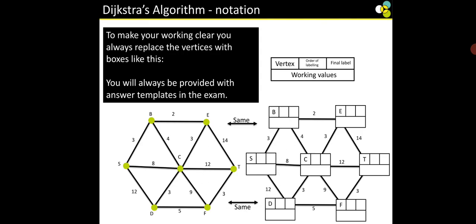Both graphs are the same here. Here also we have the B node, and there also we have B. It is not compulsory that you should have nodes like that only. Instead of nodes we can also have boxes like this. Both are the same here.